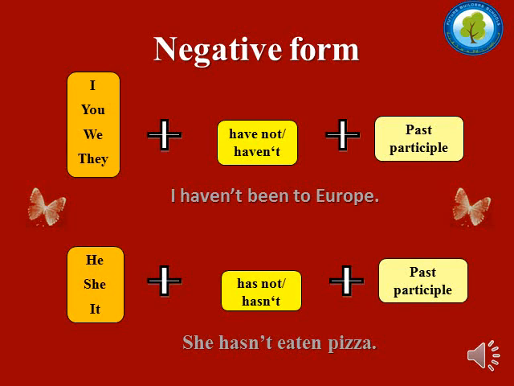If the subject is singular, he, she, it, I use the auxiliary has, and has followed by not. So it's has not or hasn't. And the past participle of the verb or verb 3. She hasn't eaten pizza.